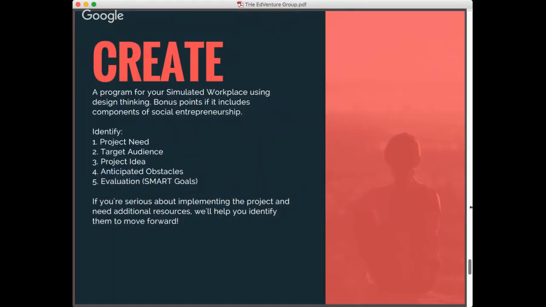We've created an online form for you that we just want you to design a program for your simulated workplace using design thinking. So thinking about need first and then designing a product to meet that need. Like I said, bonus points if it includes components of social entrepreneurship, identifying a need in your community.